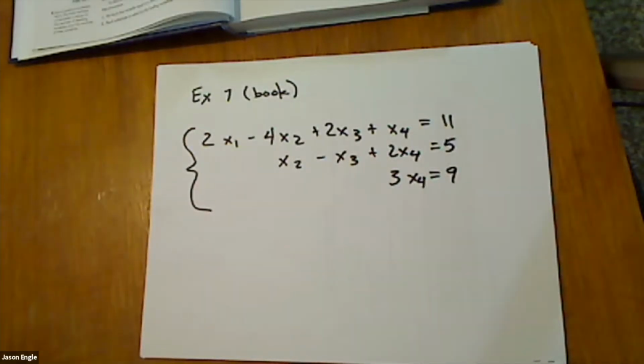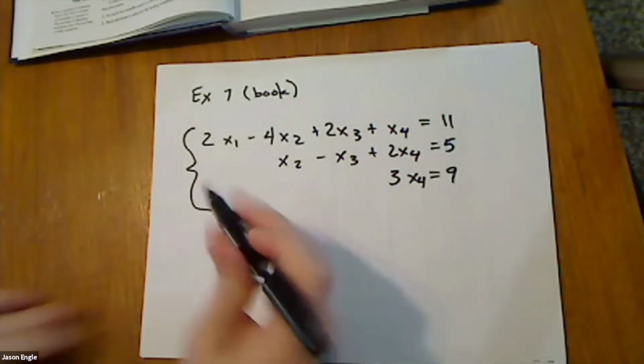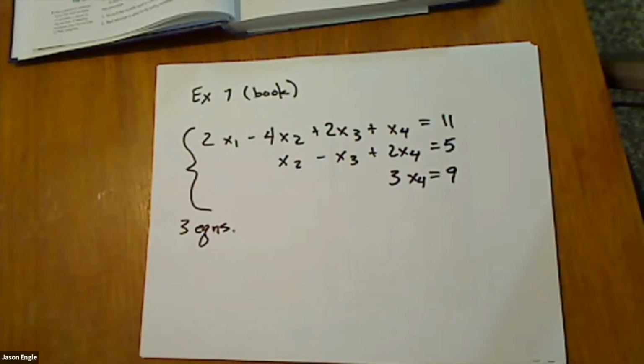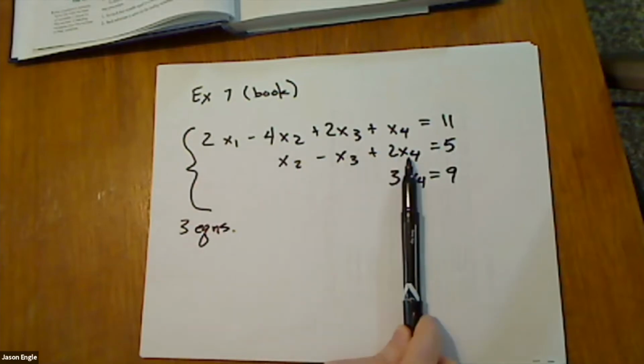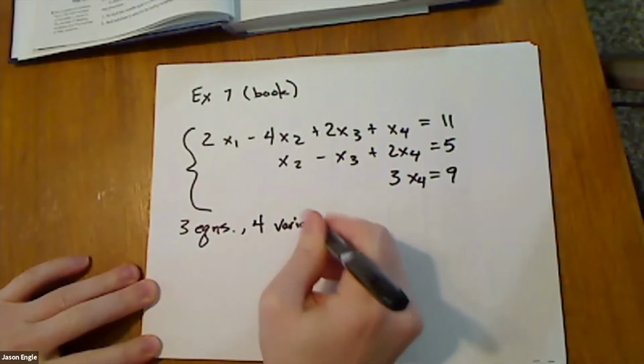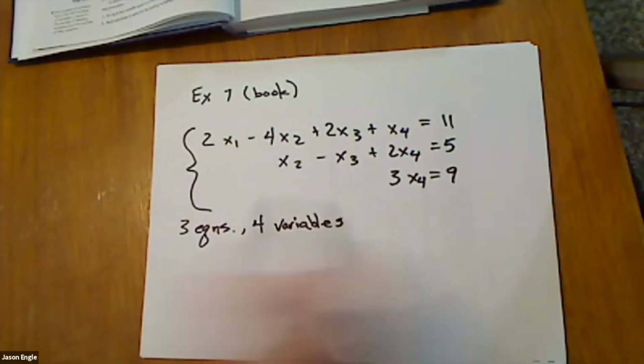Now, in this particular case, I have a system of 3 equations but not 3 unknowns, right? If you count the variables, I have x1, x2, x3, x4. That's going to be 4 variables or 4 unknowns. So I have more unknowns than equations. And in this particular case, you can see that it's not a triangular system, right?